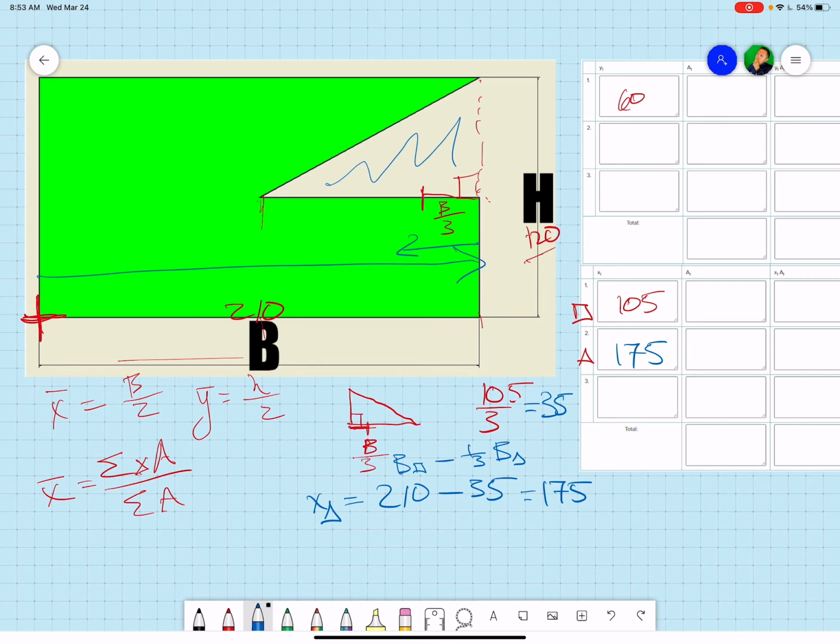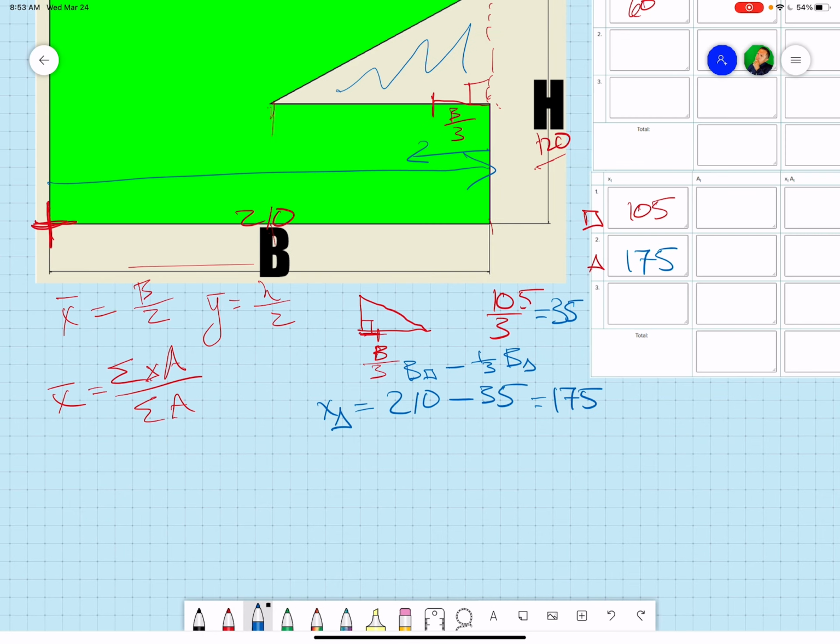All right, how about areas? All right, so my area of my rectangle is just base times height. So I have 210 times 120, and I get 25,200. All right, what about my area of my triangle?